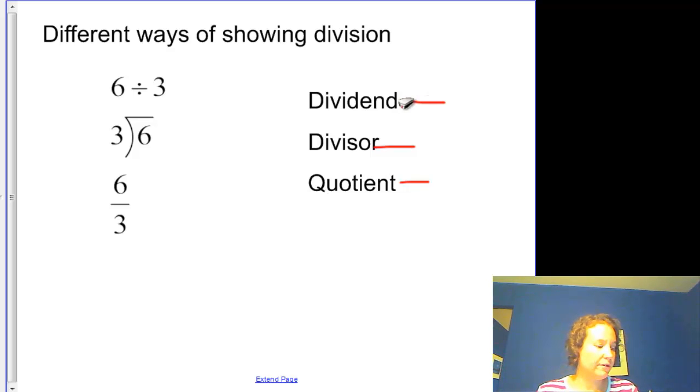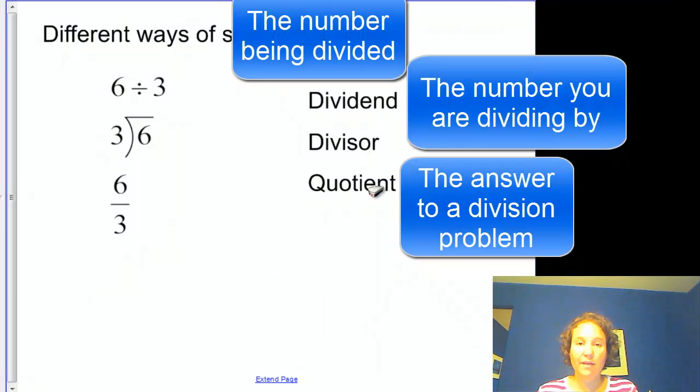That might be some vocabulary that you would want to write down in your notes. So again, remember the dividend is a number being divided, the divisor is the number that you're dividing by, and the quotient is your answer to the division problem.